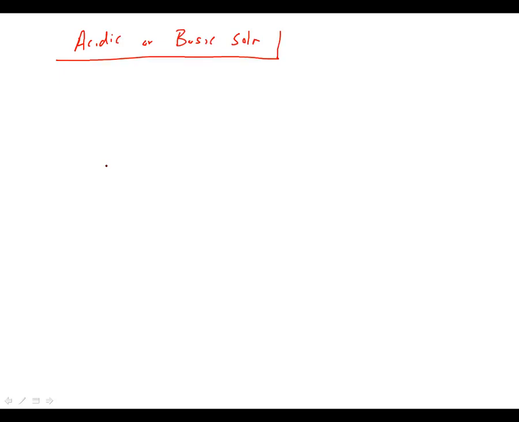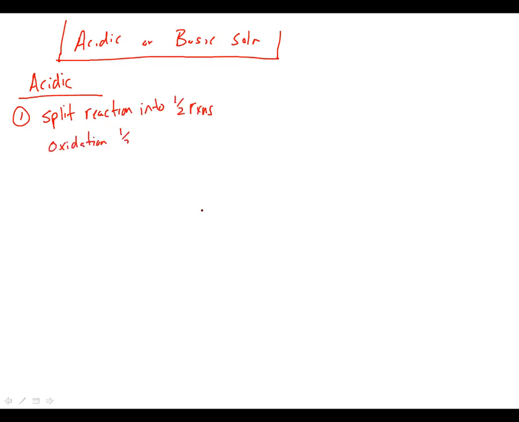And this is a little bit more complicated in terms of how you go about balancing these. So let's talk about what we do for acidic first. For acidic, the first thing that you want to do is split up the reaction into its half reactions. So that means you should have an oxidation half reaction and a reduction half reaction.